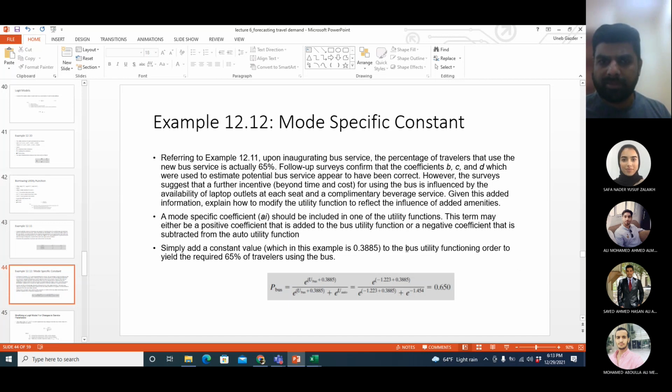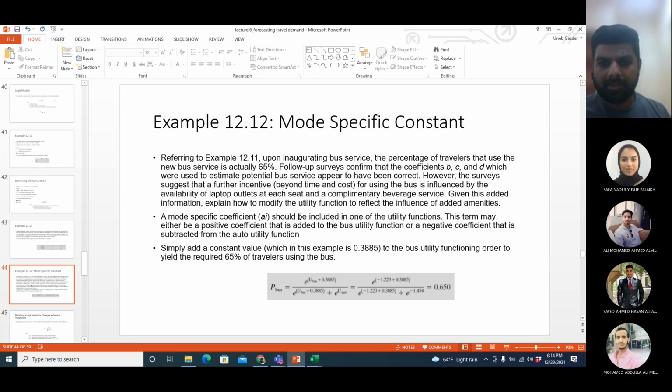Referring to the previous example, let's say upon inaugurating the bus service, the percentage of travelers that use the new bus service is actually 65%. Follow-up surveys confirm that the coefficients B, C, and D, which were used to estimate the previous total, were correct. So the values of B, C, and D are correct. Then what is the difference here?